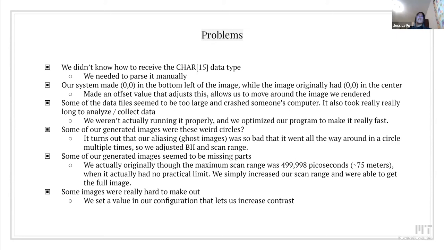Another really big problem was that some of our generated images were turning into these really weird wavy circles, and we had no idea why. It turned out to be an issue with some of our configuration settings, which resulted in really bad aliasing. Aliasing is essentially a bunch of ghost images interfering with the actual image, and it makes the image basically unseeable. To fix this, we adjusted our base integration index and scan range, which are values in our configuration, and it helped a lot.